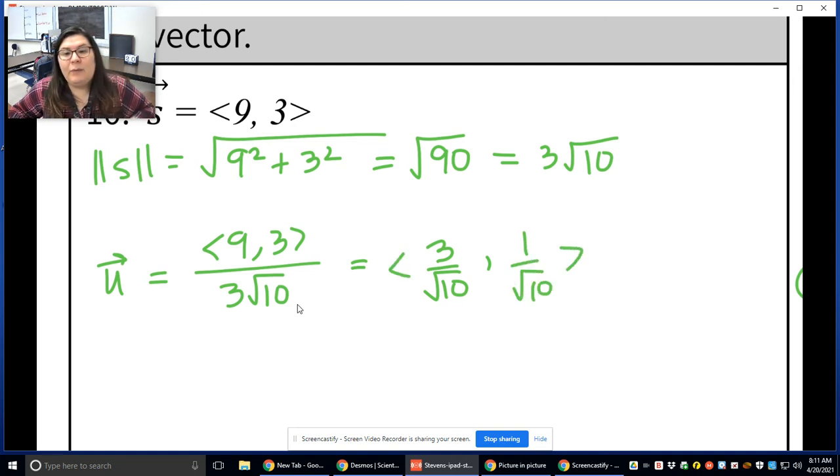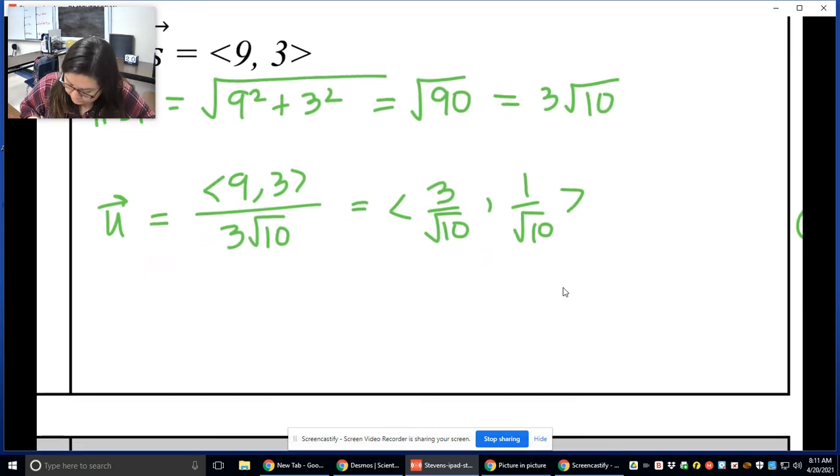Okay, so this is where I'm at right now. But we already know we're not allowed to have radicals at the bottom, so we need to simplify that. We need to rationalize. I'm not going to show my work. I'll just give you the answer. But basically, we're just going to multiply the numerator and the denominator by square root 10. So this would become 3 square roots of 10 over regular 10, and square root of 10 over regular 10.